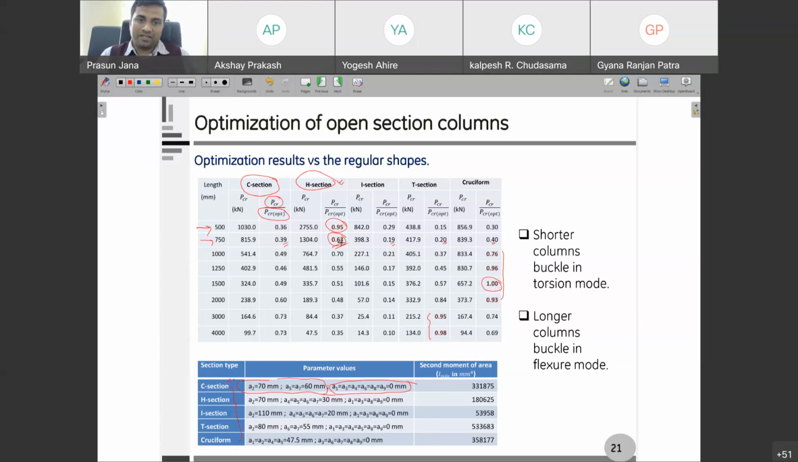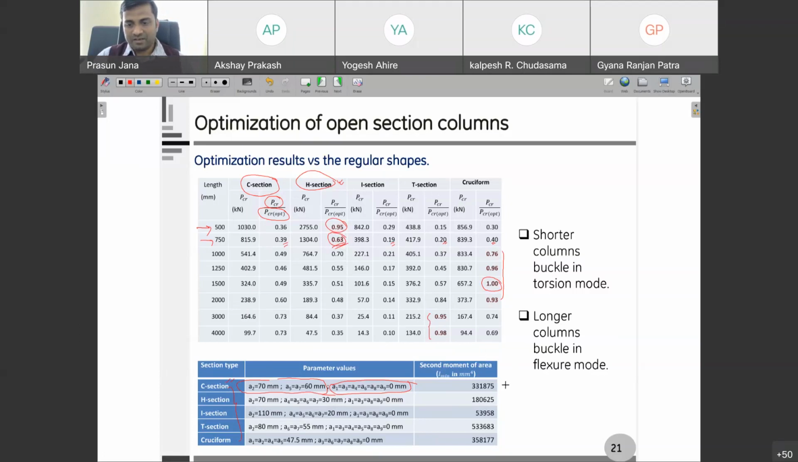For other cases, you can see for this 750, the regular section can give a maximum of 0.63. That means the optimal shape is not very close to this regular section. That shape is really different. So one observation is that H section is kind of better for lower length, for intermediate length cruciform is better, and then T sections will be better for higher length.